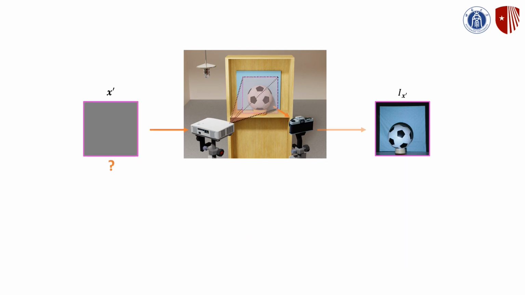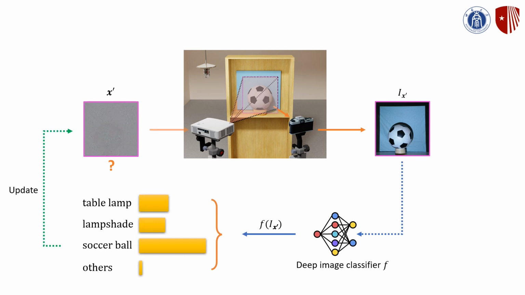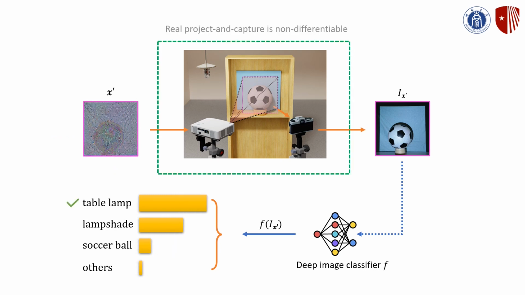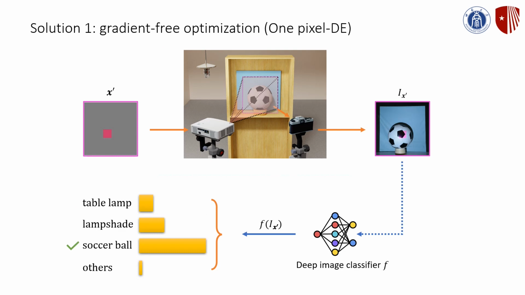To solve for the unknown adversarial projection pattern X', we can iteratively optimize it by minimizing the loss between the classifier output label and the target label, until the classifier output is table lamp. But the real project and capture is non-differentiable, thus we cannot simply use gradient-based optimization methods. One solution is to include the real project and capture process in a gradient-free optimization pipeline, for example differential evolution. Due to the high computational complexity, this approach is limited to low image resolutions, and only perturbs one projector pixel.